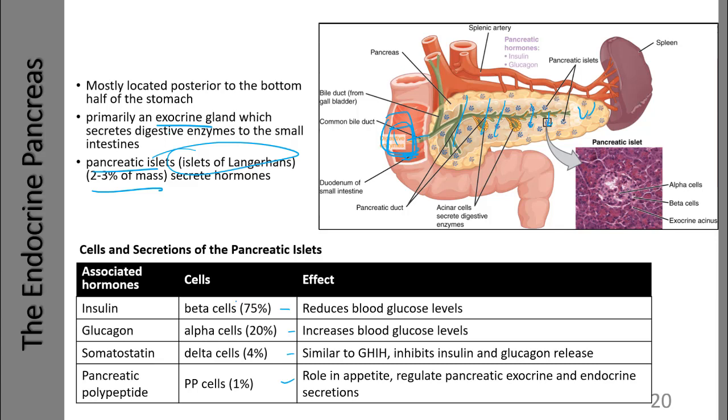So most of the cells are beta cells. They produce the hormone insulin. The hormone insulin then acts to reduce the amount of glucose that's present in the blood. The alpha cells produce the hormone glucagon, which acts to increase the levels of glucose in the blood.